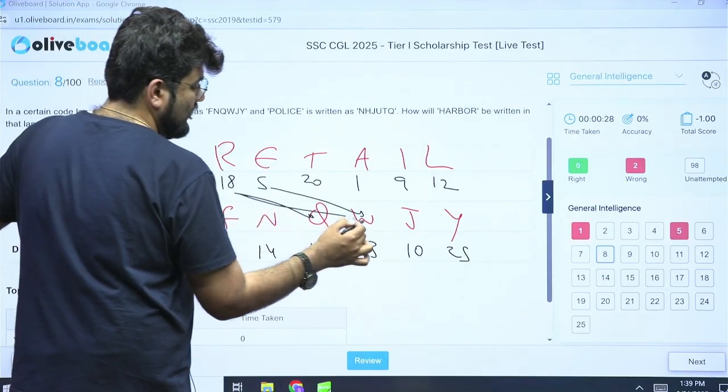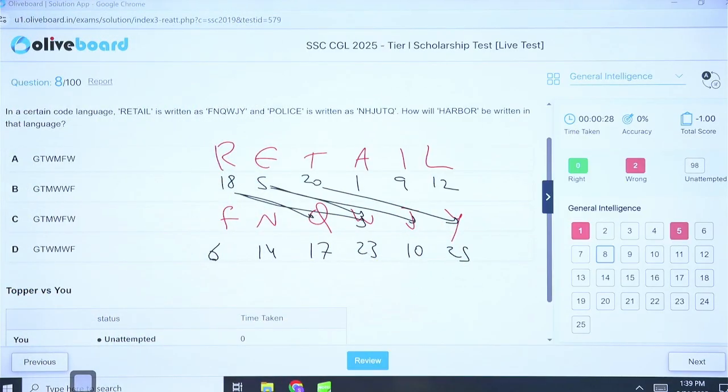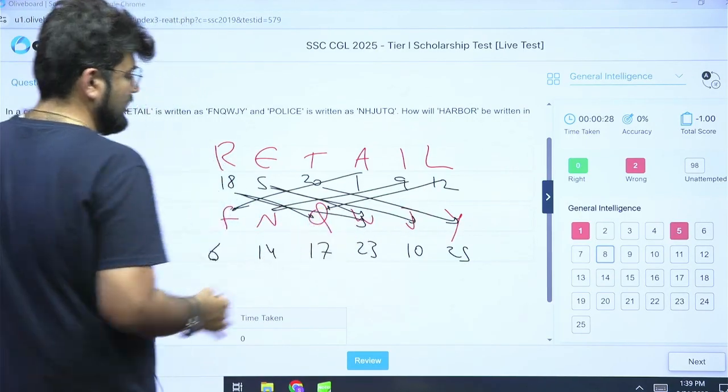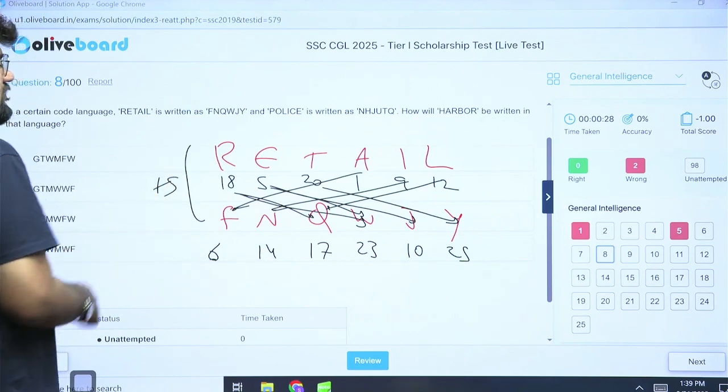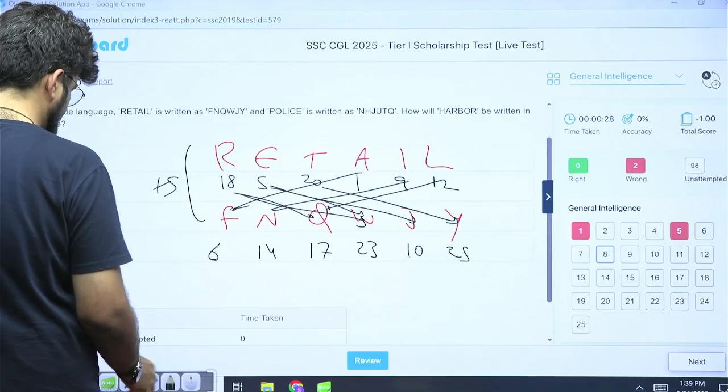So 18 will go here, 5 will go here, and 20 will go here. So they are all being increased by plus 5. Similarly, 1 will come here, 9 will come here, and 12 will come here. They are all being increased by plus 5. This is the logic which is being followed. Apply the same logic in harbor.